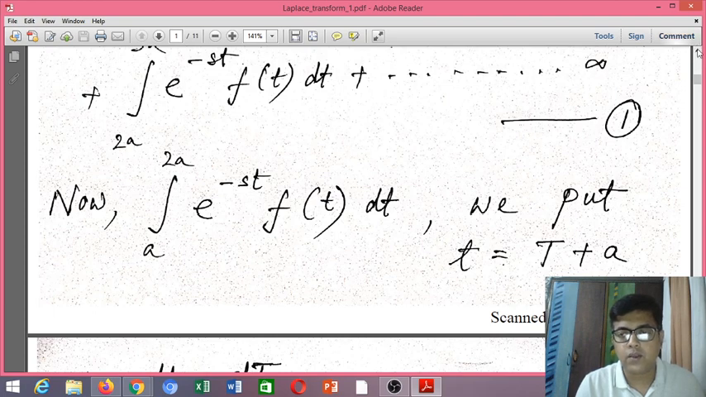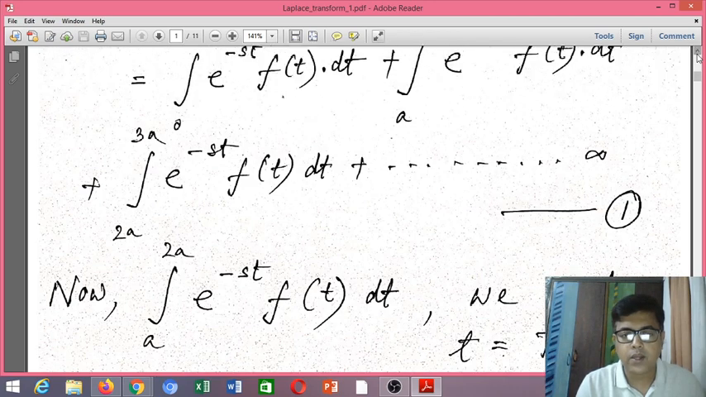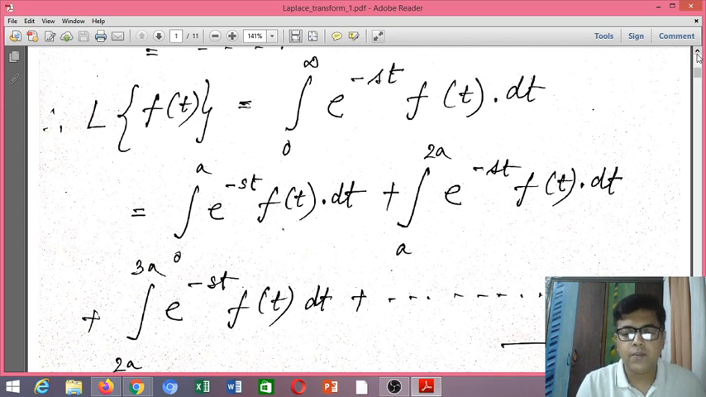This is equation number 1, the first equation from the definition of Laplace transform that we did. So in this equation number 1, I substitute in place of the second integral the result that I have got, and in place of the third integral the result that I have got. All are in terms of the first integral.